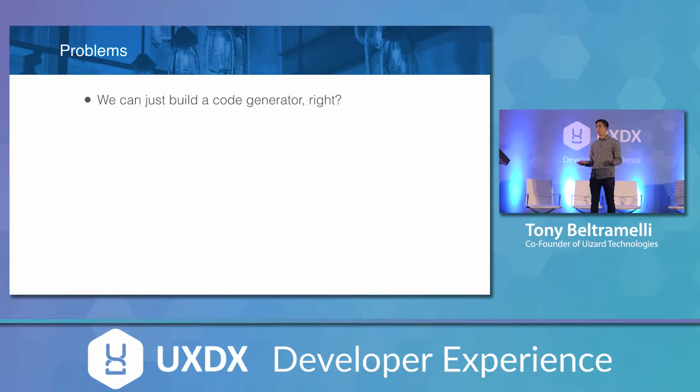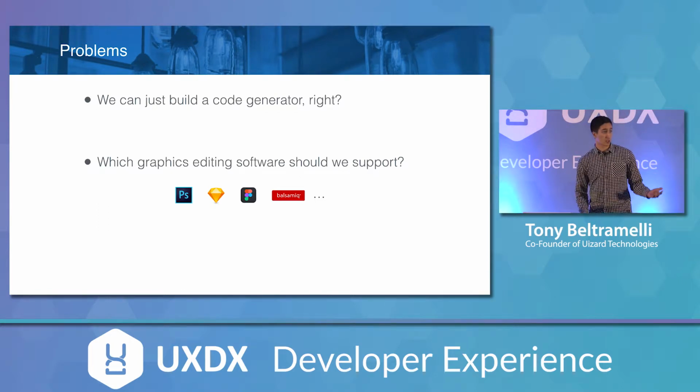But the problem is, for which graphic software should you build a code generator? Some designers are using Photoshop. Some others want to use Sketch. And there will probably be some new hot software in 2 months from now that we don't expect. So how can you build a code generator to match those different tools?